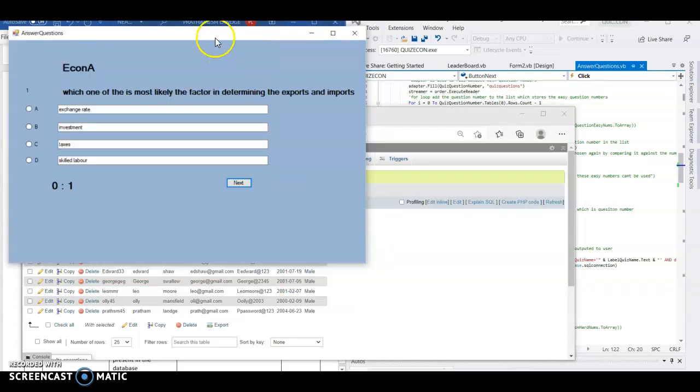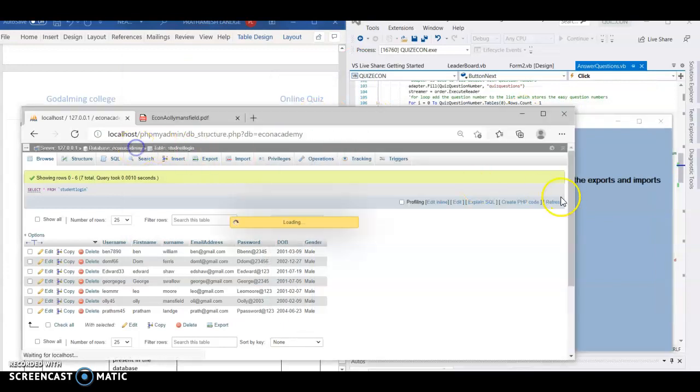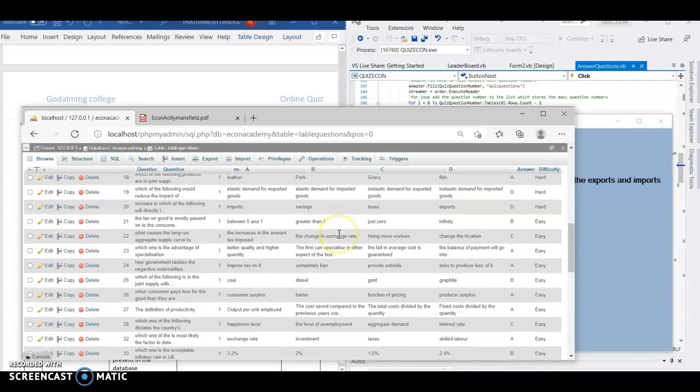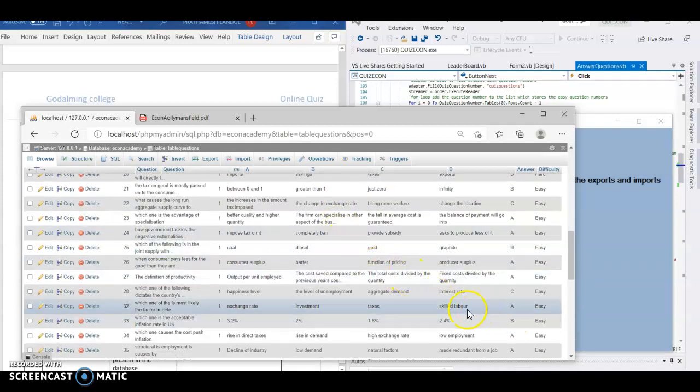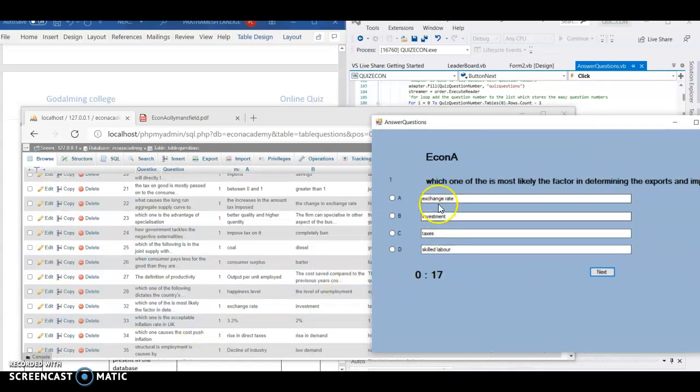The first question we got is 32. It's an easy question, so let's just go into the table of questions. 32 is an easy one, so it's the same as the one in the database. 32, most likely. Alright, so let's just go and get this one.